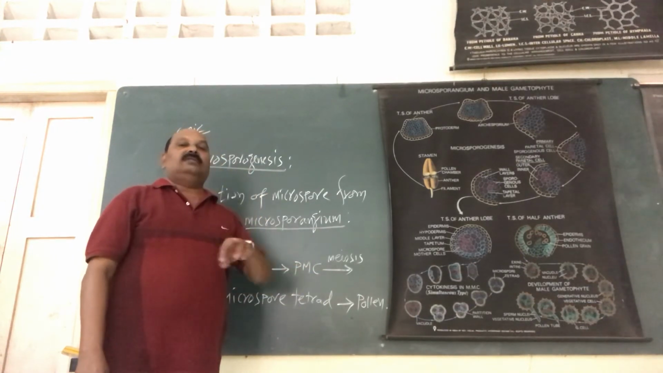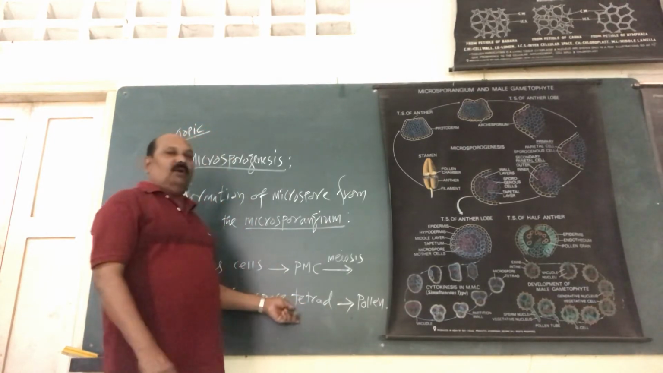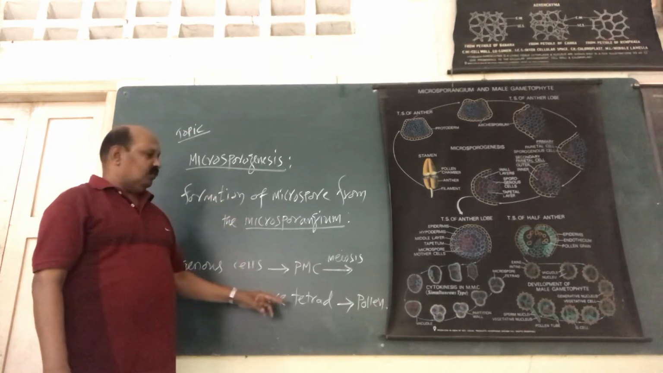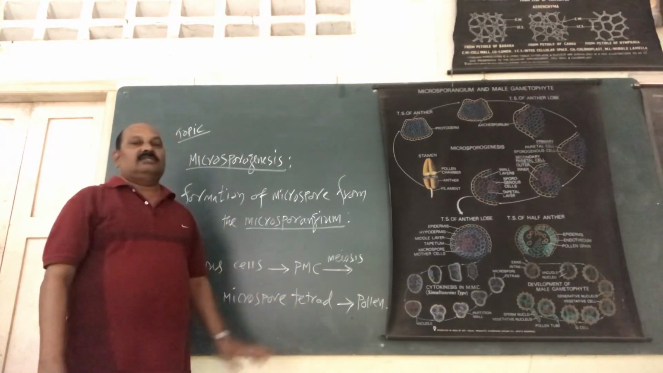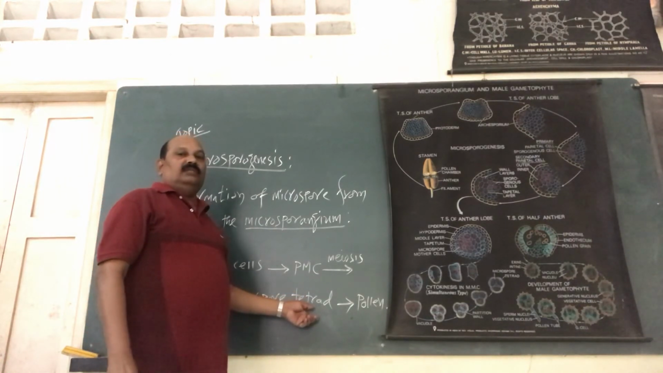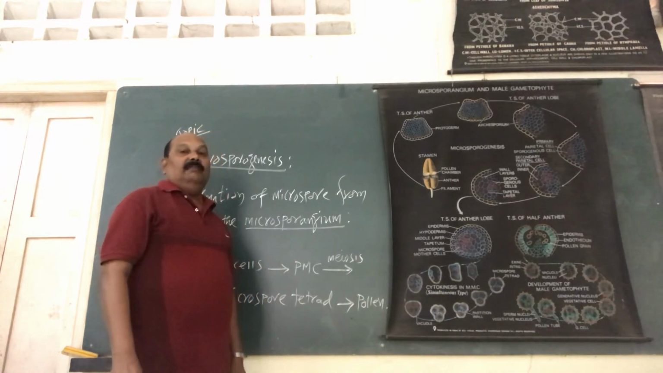When they undergo meiosis cell division, they divide two times. So ultimately the cells formed from this process have only a haploid set of chromosomes. So the microspore tetrad cells are haploid. Each one of the microspore tetrads has the potential to make a pollen grain. So pollen is nothing but the male gametophyte.